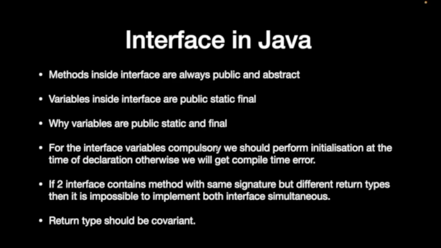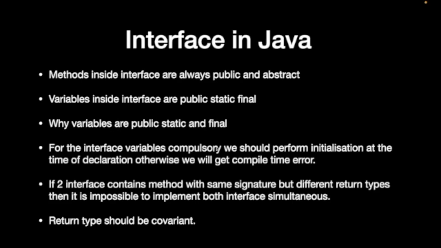Clear this point? Inside the interface, if you are declaring any variable, then you always have to initialize the value also. If you don't initialize the value, then you will get a compile time error. So in the interface, if you want to create any variable, always declare and initialize at the same time. Otherwise, you will get a compile time error.